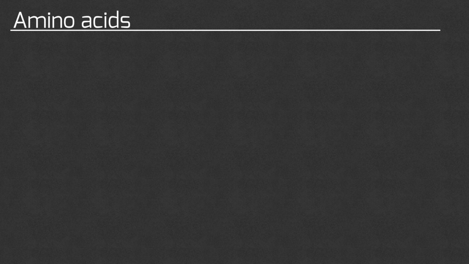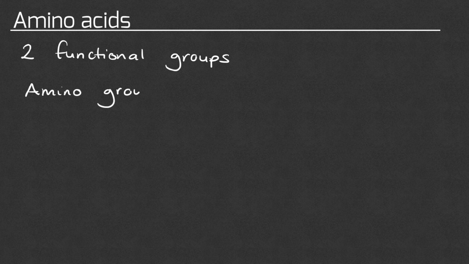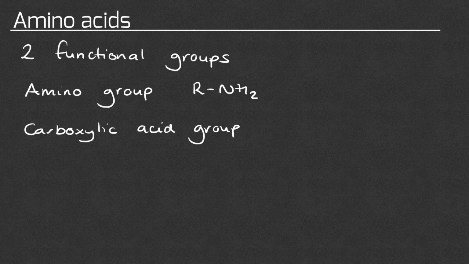We're going to start by looking at what amino acids are. Amino acids contain two functional groups: an amino group, which is an NH2 group, and a carboxylic acid group, which is a COOH group. They can also contain different R groups. We'll look at these in more detail throughout this topic, but each amino acid will have a different R group. You can find a list of common amino acids on the back of your chemistry datasheet.